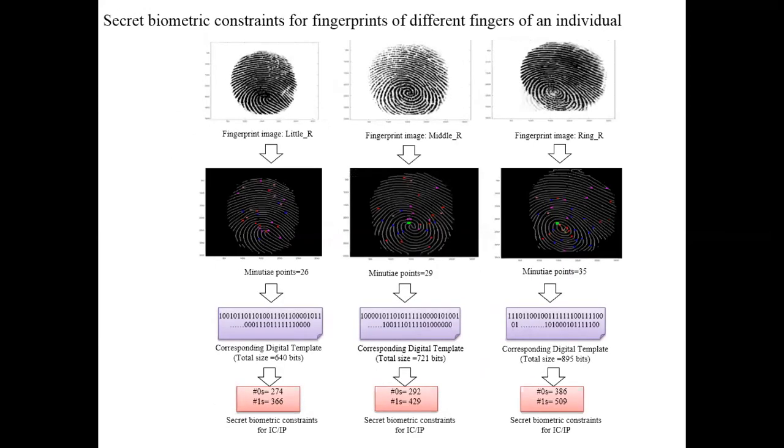Similarly, for the same individual, the different fingers can also reflect different minutiae points, and these different minutiae points can get converted into different digital templates, which can again have a different number of secret constraints of zeros and ones, which have a definitive encoded meaning. Next slide, please.